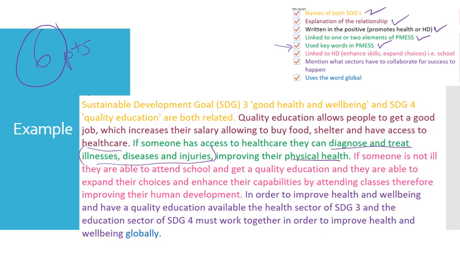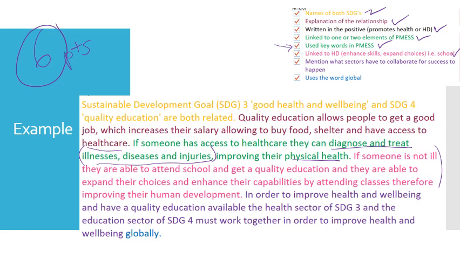Now they are going to link it to human development. This is the pink bit here. So if someone is not ill, they can attend school and get a quality education. They're able to expand their choices, enhance their capabilities by attending classes, therefore improving their human development. Perfect. This is, by the way, a textbook or exam perfect answer. So you don't have to have yours as good as this, but this is how it should be set up.